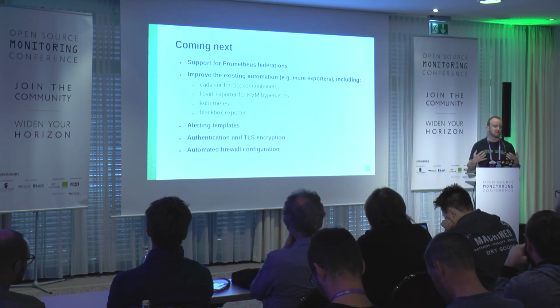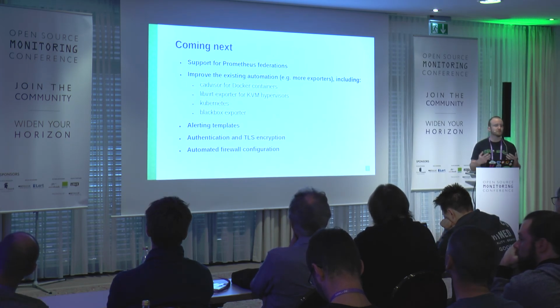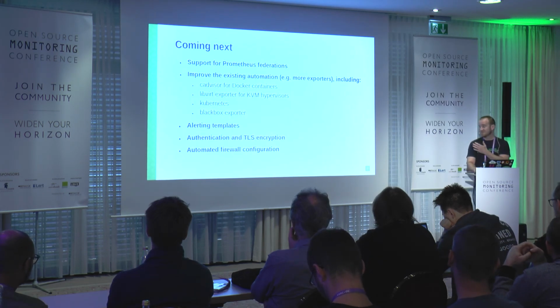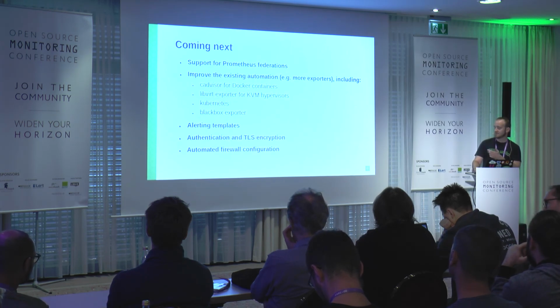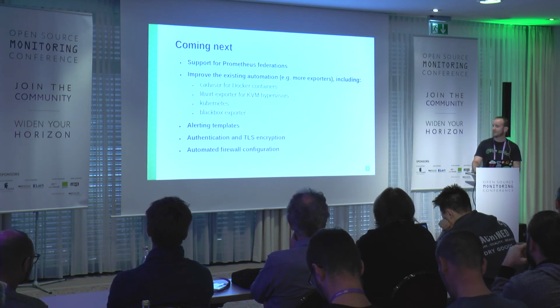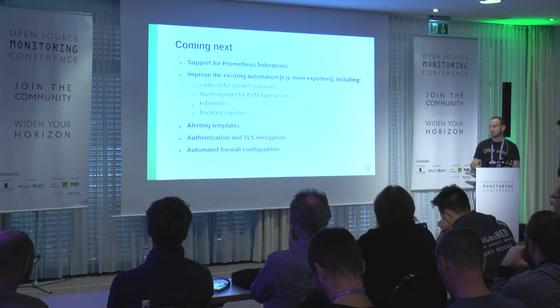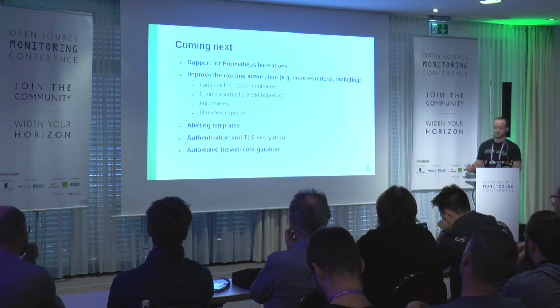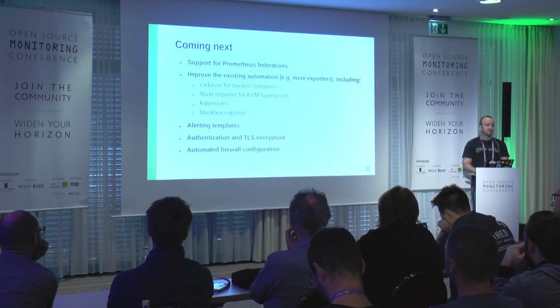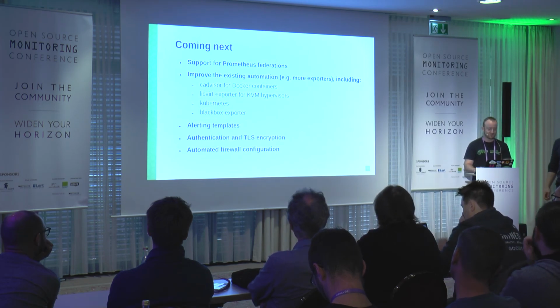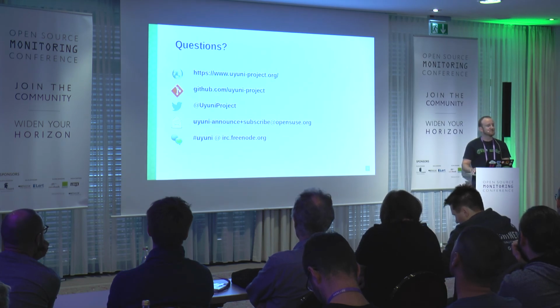So you can see if your services are up or down, if they are responding within your SLAs, without installing anything on those systems. Alerting templates, as I mentioned, we want to have those directly on the formulas. Authentication and TLS encryption, which was already mentioned in the talk from Tim about doing all this rollout with Puppet. It's something we also want to add here. And automated firewall configuration, so that if your systems have a firewall, you deploy the exporters there and it gets automatically configured. And we are also looking forward to having some contributions, so you are all welcome to take a look at the project. And now it's time for questions.